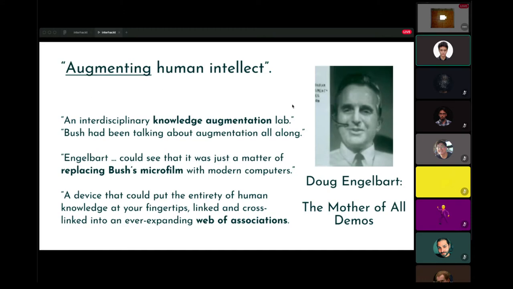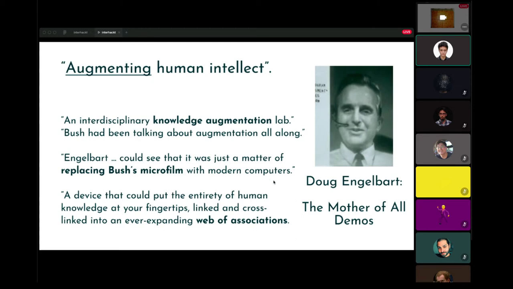So, of course, he was very influential in the development of computers. The most impressive demonstration was the mother of all demos, like the mouse and video conference and text editing and collaboration, many things that we would expect to have by now. But as you will see, part of their visions are still not fulfilled. So he was working around knowledge augmentation. And of course, he was influenced by Vannevar Bush's Memex. But he noticed 20 years later that the concept of a Memex could be implemented by replacing the microfilm with modern computers.